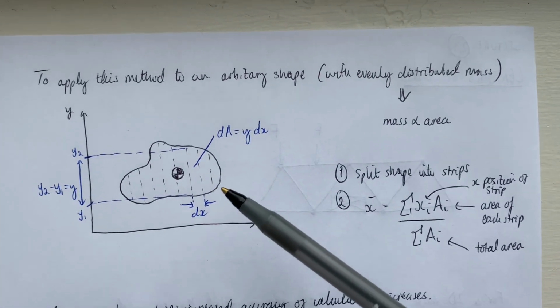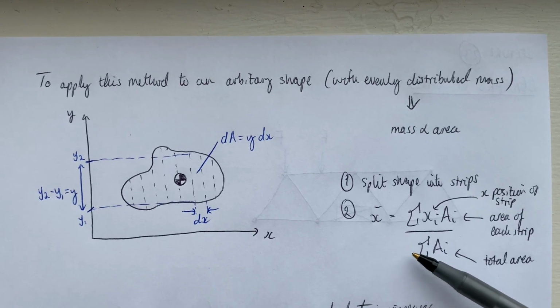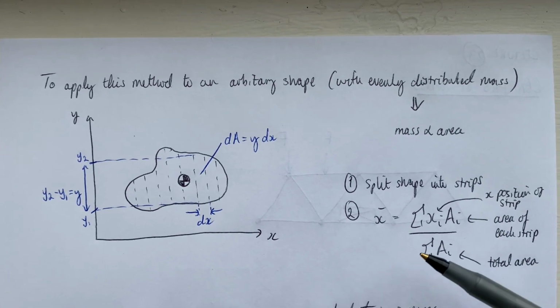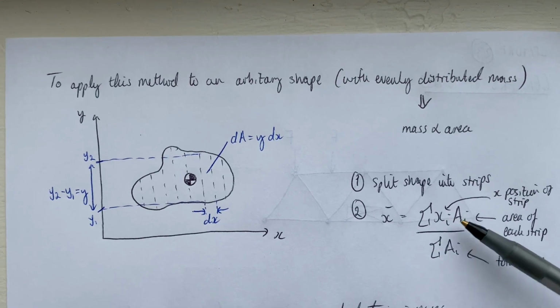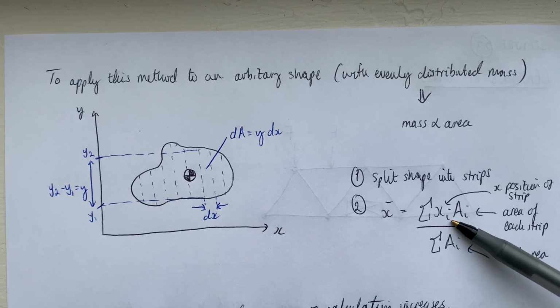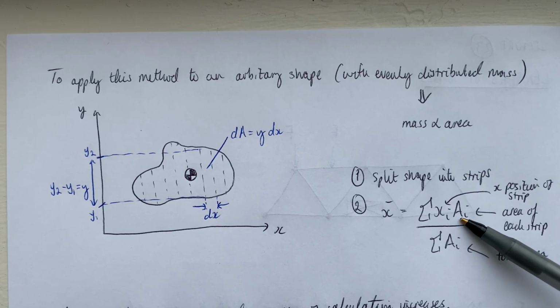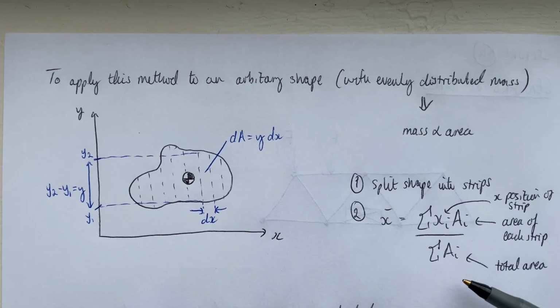And what I can do is basically redefine this formula that I had previously, where I take the position of each of the strips, multiply by the area of each of the strips, which these are all different now, right? And divide it through by the total area to find the weighted average.